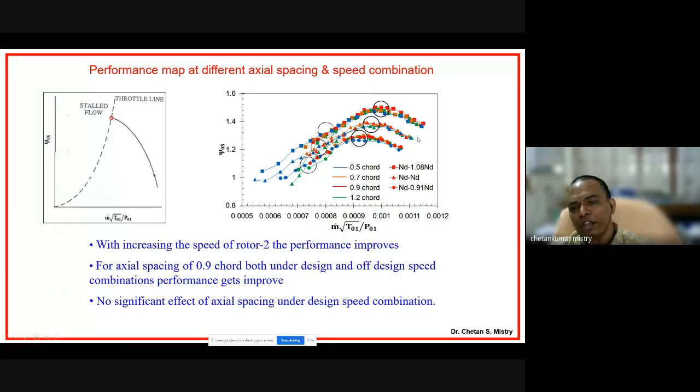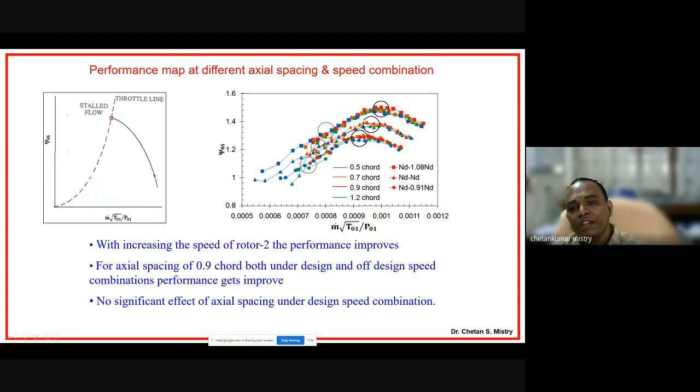Here, what we were trying to explore is shown with three different speed combinations. The rotational speed for both rotors was 2400 RPM. In this case, it has been increased by 8% to 2600 RPM. Here it is 2200 RPM, with different axial spacings. So you can understand how the change of speed affects the performance.